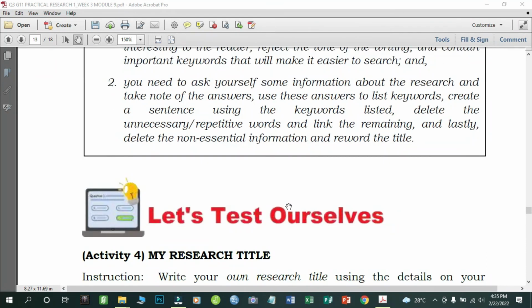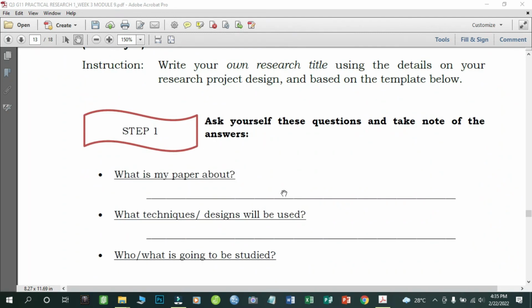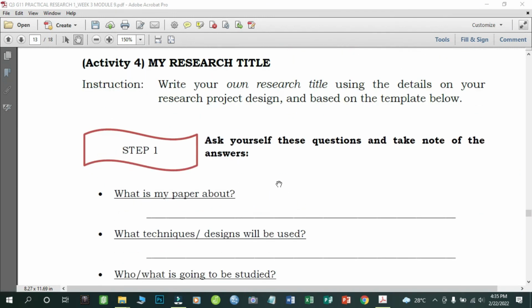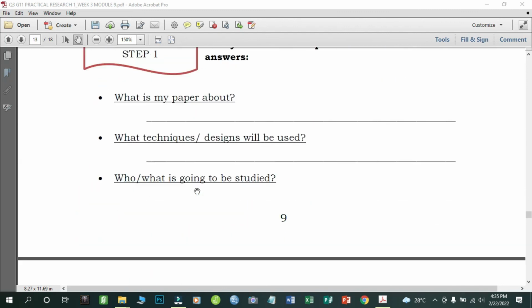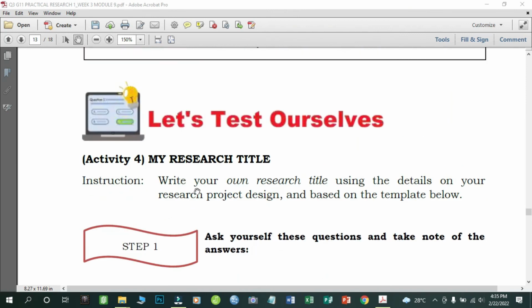Then let's test ourselves. For your assignment in your research project, I know you already have in mind your research title or your proposed topic. So you just follow the same steps we have discussed earlier. Follow step 1 to step 5, so that you can frame your title for your research. Okay, good luck to your activity.